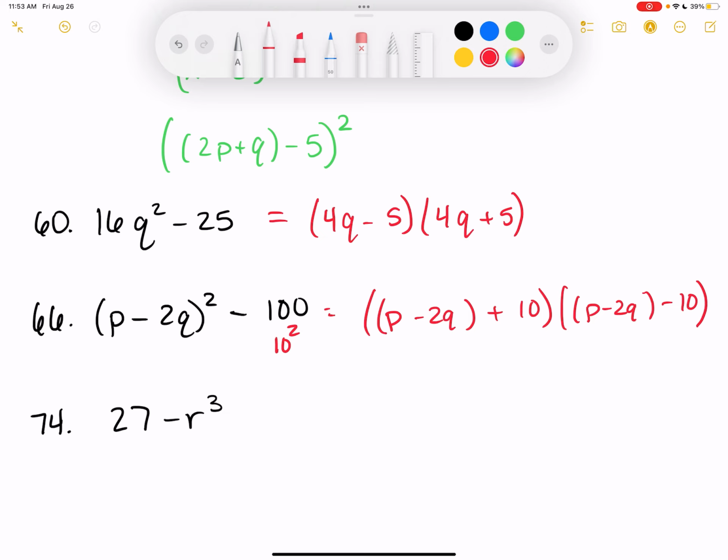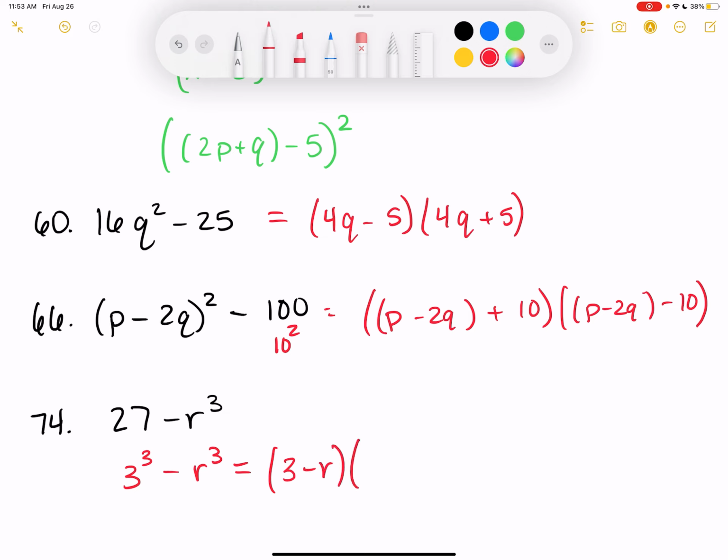Okay, what cubed is 27? 3. 3 cubed minus r cubed. Okay, so now factoring a difference of cubes, okay? You copy down the numbers. 3 plus r, 3 minus r. Same sign. Same. 3 minus r, then a new set of parentheses.